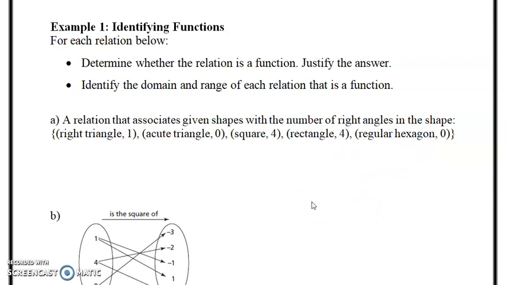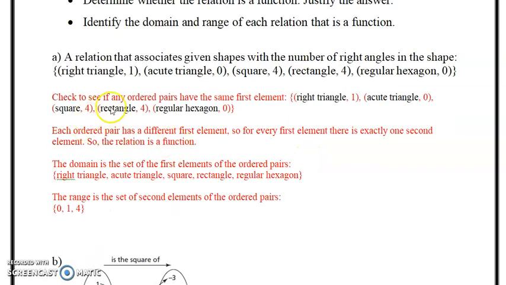So let's look deeper into this, remembering what the definition of a function is. We want to first check to see if any ordered pairs have the same first element. So right triangle, acute triangle, square, rectangle, regular hexagon. Each ordered pair has a different first element. So for every first element, there's exactly one second element. So this relation is indeed a function.